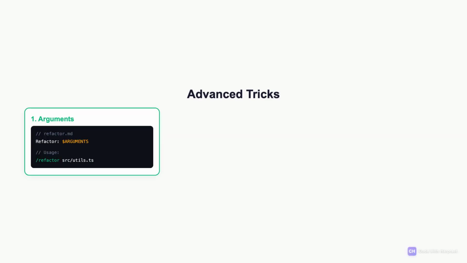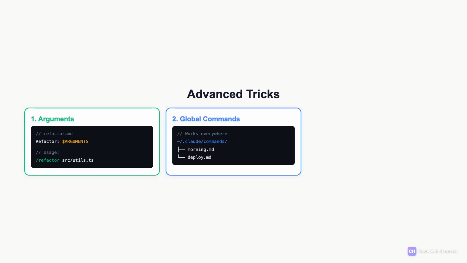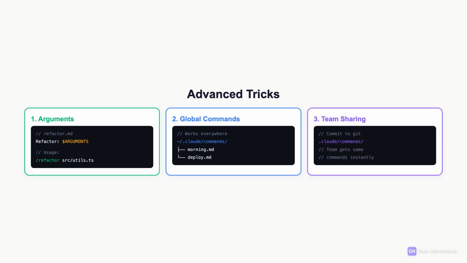Now that you have your 3 commands, let me show you 3 advanced tricks that make custom commands even more powerful. Trick number 1, arguments. Inside your prompt file, you can use $arguments. This lets you pass dynamic input to your command. So if you create a refactor.md with $arguments, you can type /refactor followed by a file name, and that file name gets injected into your prompt. Super useful when you want one command that works on different files.